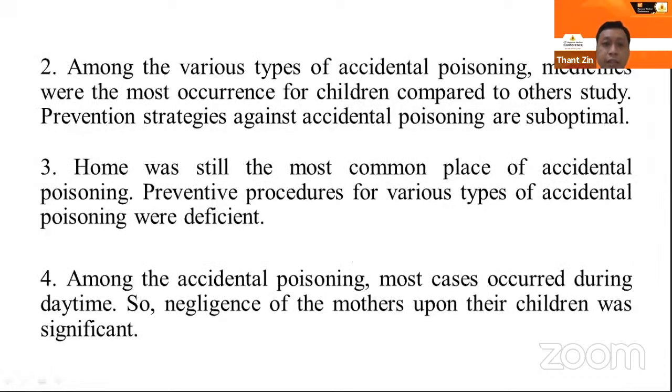Among the various types of accidental poisoning, most cases occurred compared to the other study. Prevention strategies against accidental poisoning are suboptimal. Home was still the most common place of accidental poisoning. Preventive procedures for various types of accidental poisoning were deficient.